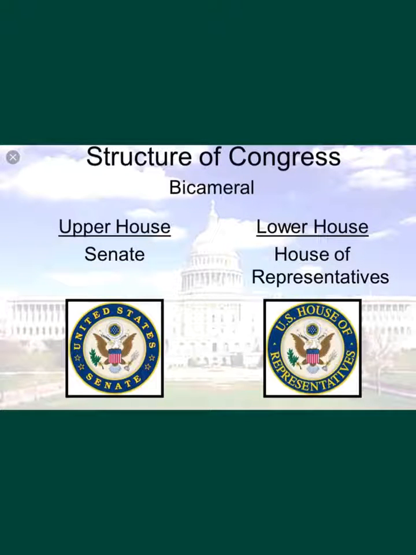Our Congress is bicameral, and bicameral means there are 2 houses. We have an upper house, which is the Senate, and the lower house, which is the House of Representatives. Both together, the Senate and the House of Representatives make Congress.